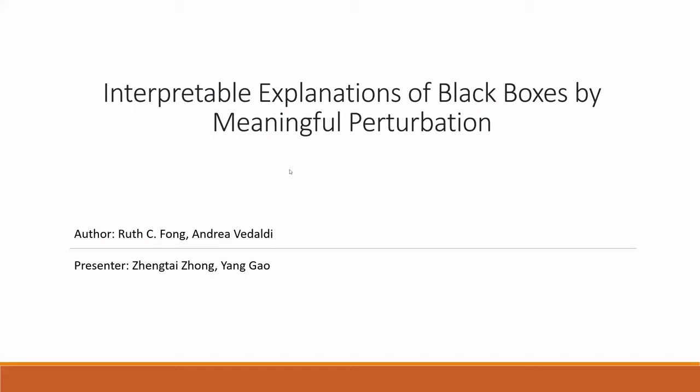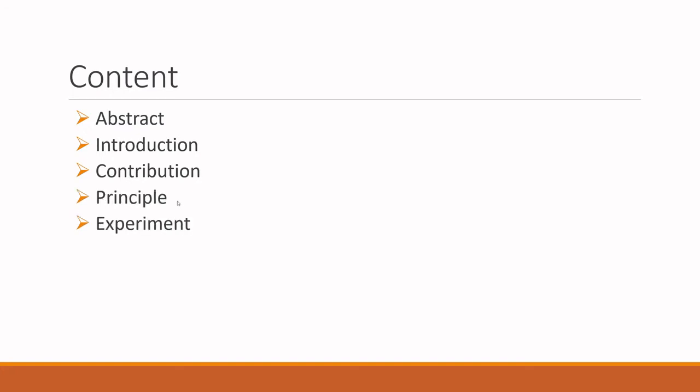Today, we are going to present a paper, Interpretable Explanation of Black Boxes by Meaningful Perturbation. Here is the content of our presentation. First, I will talk about what this paper does. Then I will give a brief introduction to the proposed method and its contribution, as well as the principle. And then my partner will give an introduction about the experiment, results, and the conclusion, for and against. Then finally, we are open for questions.